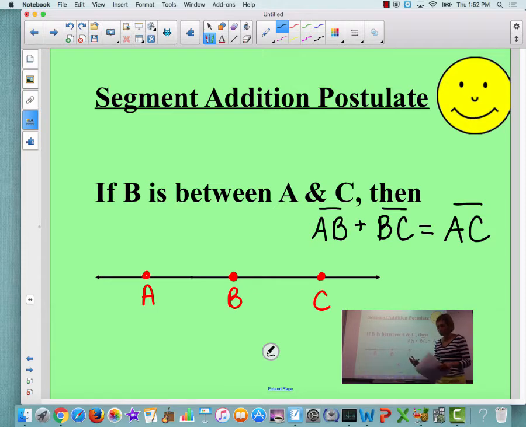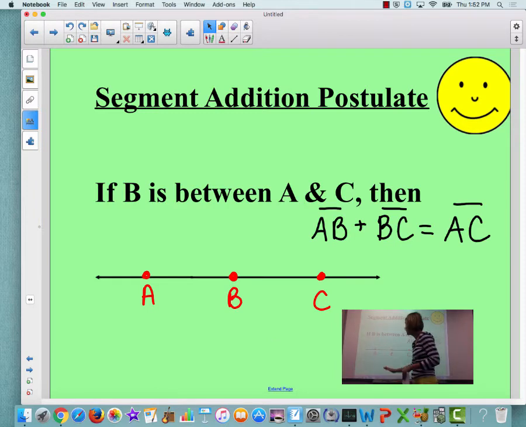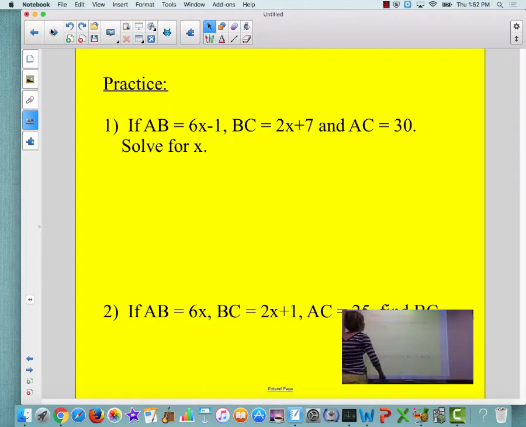The one thing you do have to note, and I put it down there as a note, is that B is not necessarily in the middle. It doesn't mean it's the midpoint, okay? So that's really, really important. Okay, so let's keep going. All right, we're going to practice.